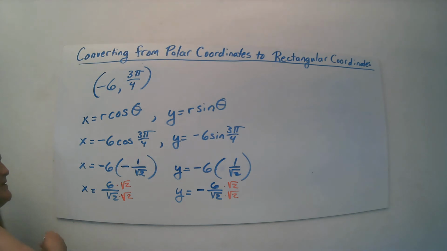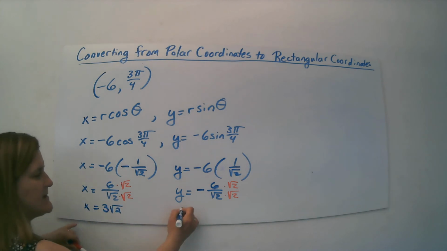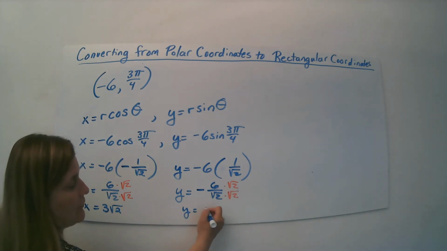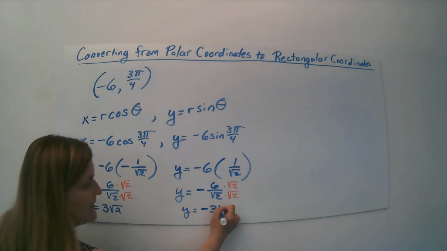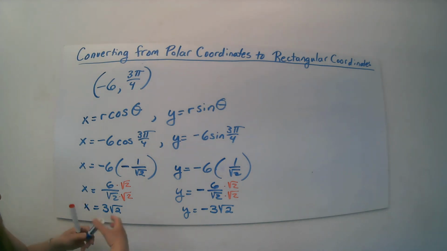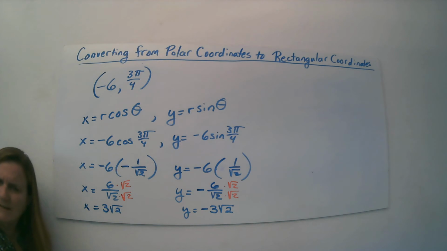So we would have 6 square root of 2 over 2, which would simplify to be 3 square root of 2. Similarly here, we have negative 6 square root of 2 over 2, which simplifies to be negative 3 square root of 2. And it's finished. We haven't written it as an ordered pair in parentheses, but we have the x-coordinate and the y-coordinate. Let's confirm that at least the signs seem right.